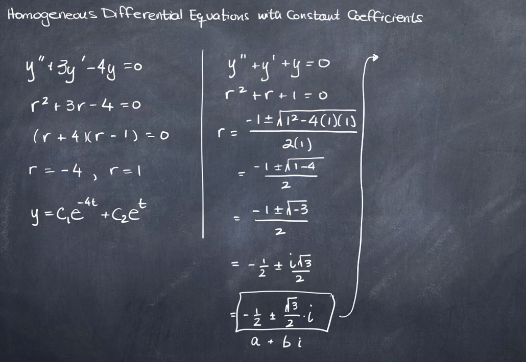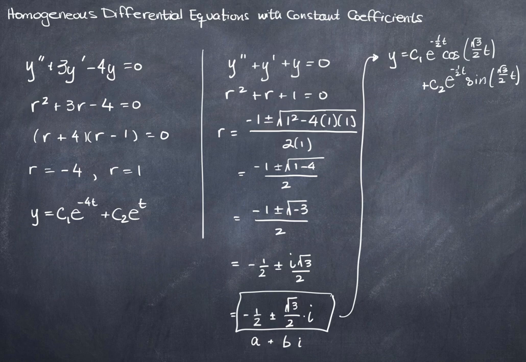Now, I don't want to go into a lot of detail here because we've already talked about what to do with this. It's tempting to say we just write it as y equals c1 e to the negative 1/2 t plus c2 e to the root 3 over 2 i t. But remember that we also have a way of writing these solutions with factors of sine and cosine. So the actual solution to this equation is y equals c1 times e to the negative 1/2 t times the cosine of the imaginary part, root 3 over 2 t, plus c2 times e to the negative 1/2 t times the sine of root 3 over 2 t.